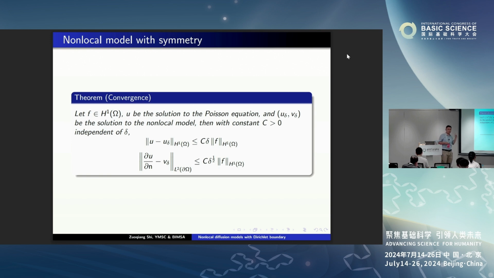Actually, for the non-local model in the interior area, if we do not have the boundary condition, for example if the boundary condition is a periodic boundary condition, then it is very easy to check that the convergence rate is of second order.